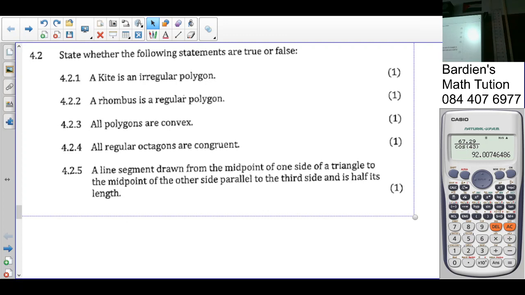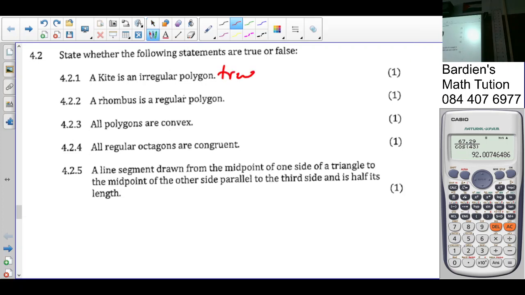So in 4.2.1, state whether the following statements are true or false. A kite is an irregular polygon. True or false? True. I just told you now in the previous question. What is regular? All sides are equal and all the angles are equal. So if you look at the kite, you got that equal to that. How can it be regular?